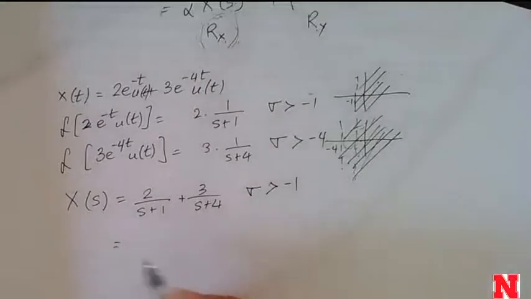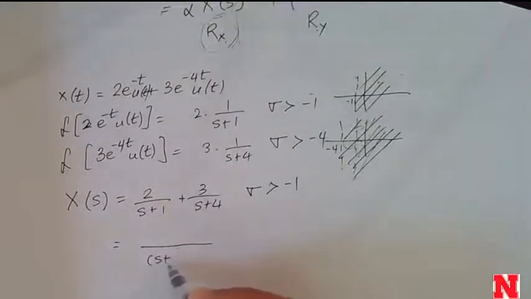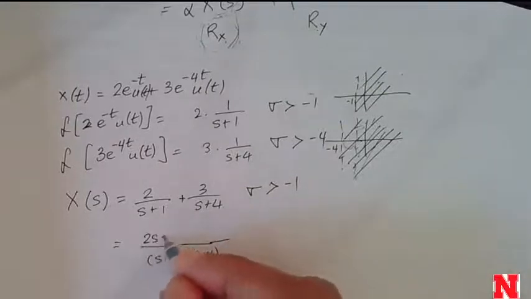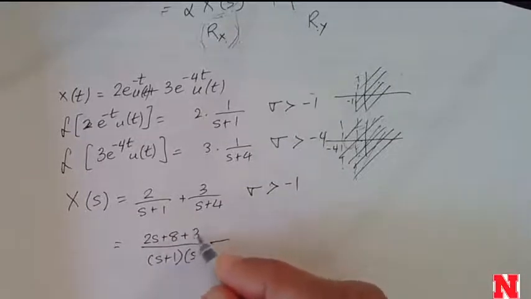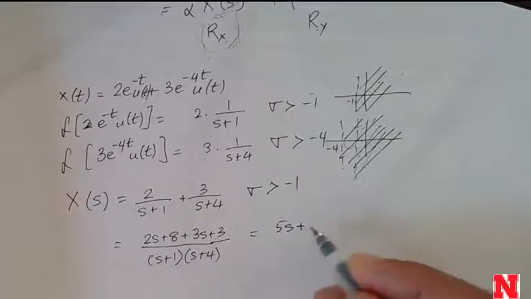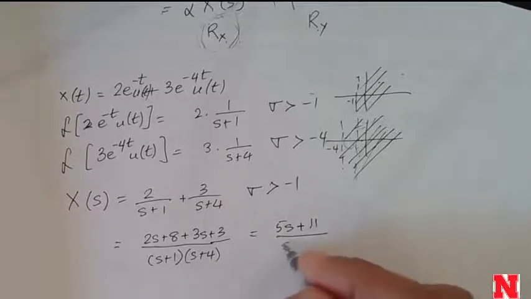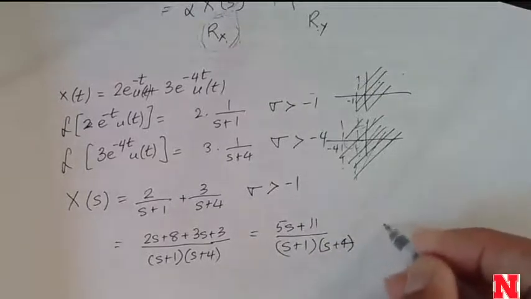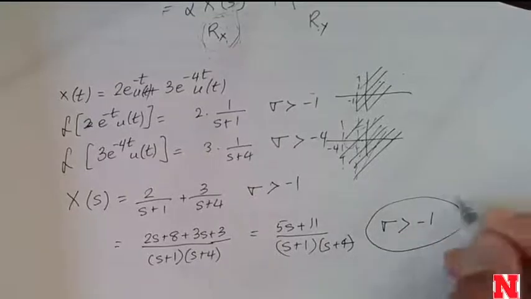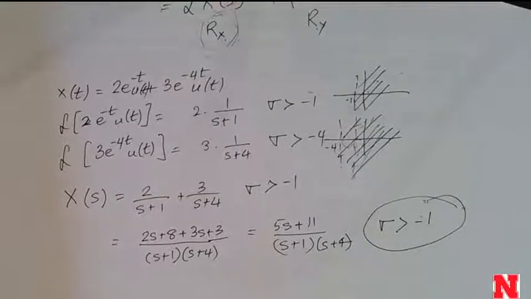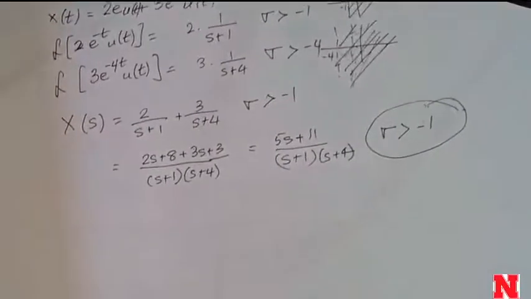And for reasons that will be obvious later on, we usually prefer to write this as just a numerator polynomial over a denominator polynomial. So this is 2s plus 8 plus 3s plus 3. Well, that's 5s plus 11 over s plus 1, s plus 4, and sigma is greater than minus 1. Okay, remember that sigma greater than minus 1 is the intersect of these two. So whenever you talk about linearity, you have to worry about that.